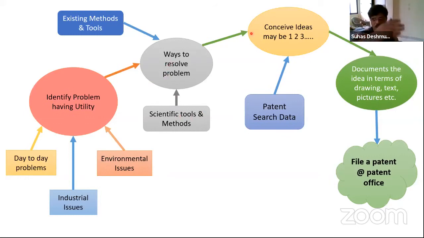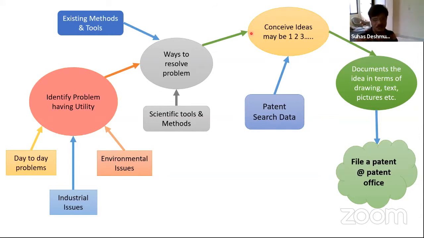Then you need to identify the scientific tools and methods available for it. Then we conceive a few ideas, maybe idea number one, two, three, maybe 10 ideas. So you came up with 10 ideas, and we think these are new. But in my experience, when I started filing my first patent, I collected more than 100 patents altogether. Whichever idea I was thinking, I felt this is a new idea. But whenever I put this idea into the net and searched, somebody had done it. So that's what we should know: what is the current status of the technology? That's what we need, to consolidate all the ideas.